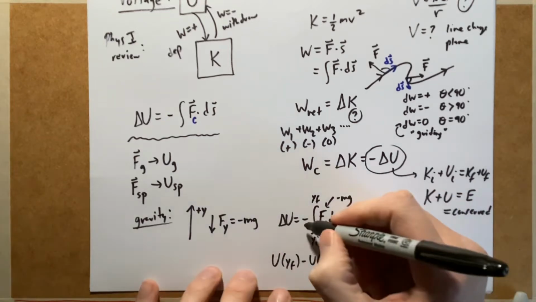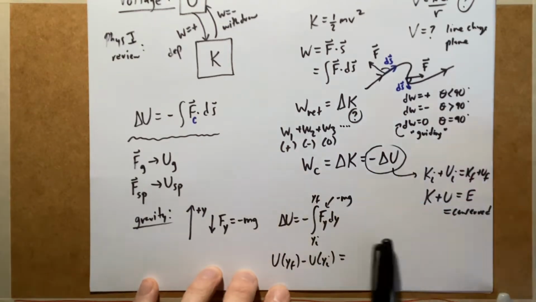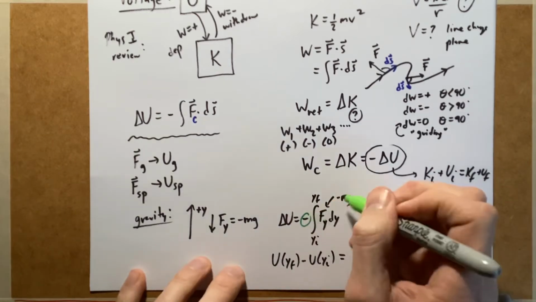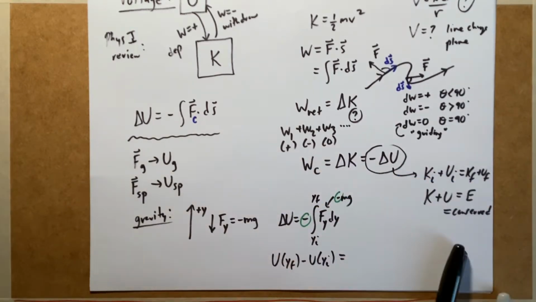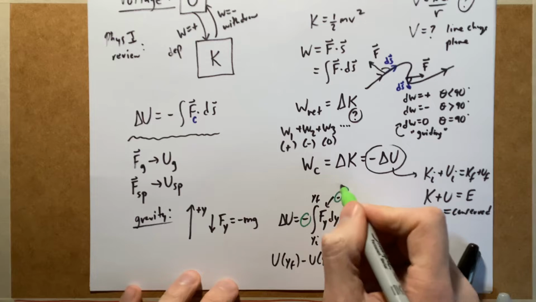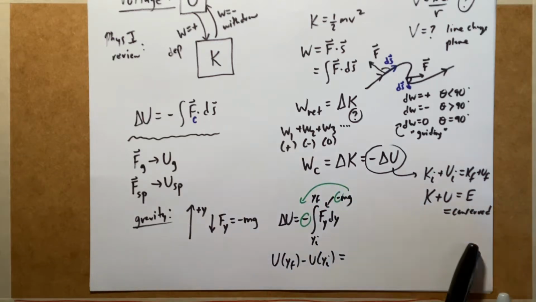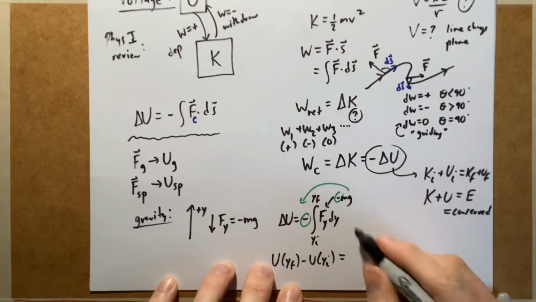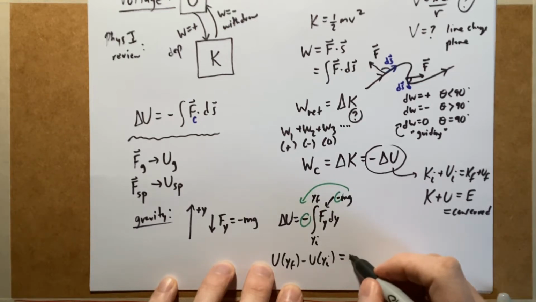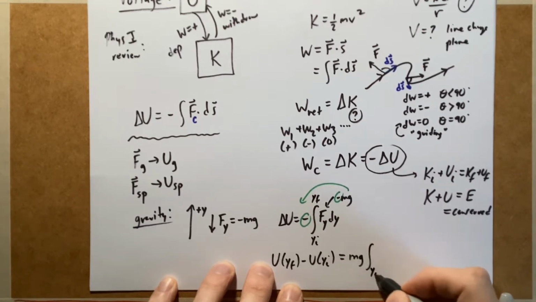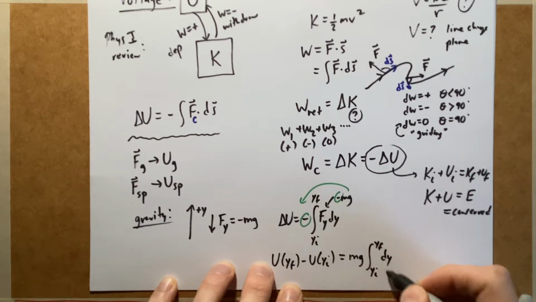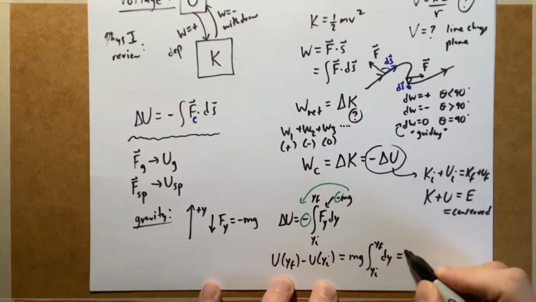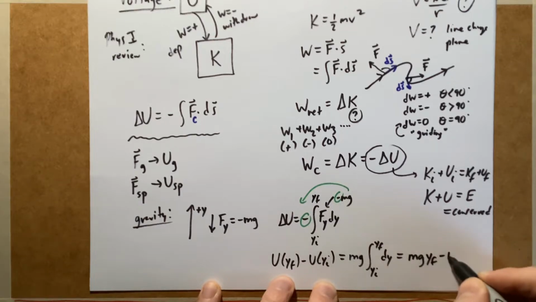Let's see what we get. Well, that minus and that minus, the minus sign in front and this minus sign go away. The mg comes out, it's constant, assuming we're only going up a few meters or so, then the gravitational acceleration will stay constant. We get the integral from y initial to y final of dy. There's not a whole lot to this. And of course, that is going to give us y final minus y initial, and I'll just multiply through the mg.